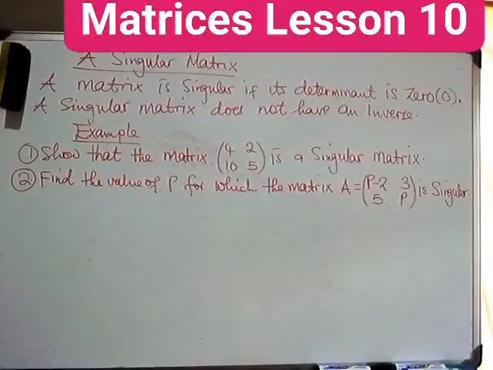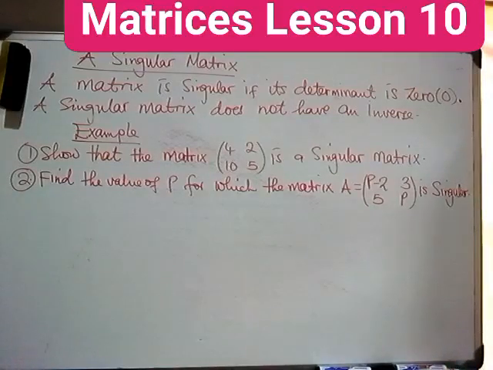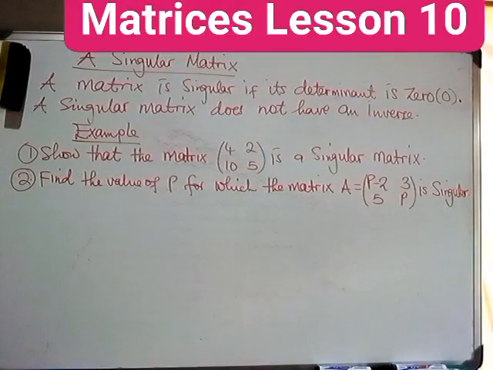A singular matrix. A singular matrix is a matrix whose determinant is 0. So if a matrix has a 0 determinant, it means that kind of matrix is a singular matrix. This means that a singular matrix can't have an inverse.